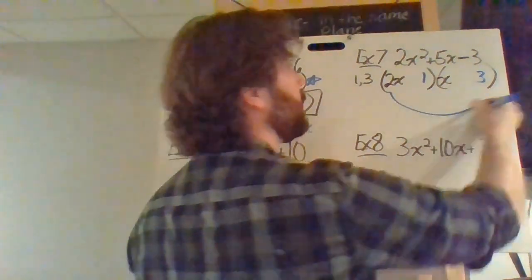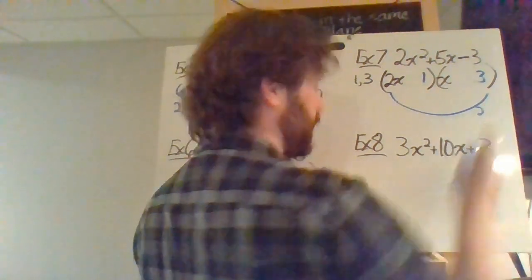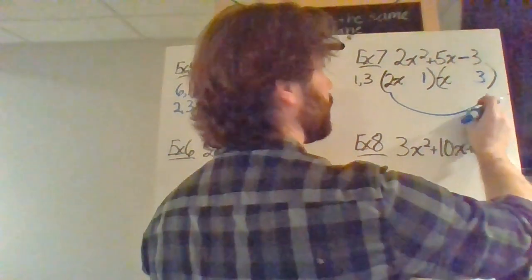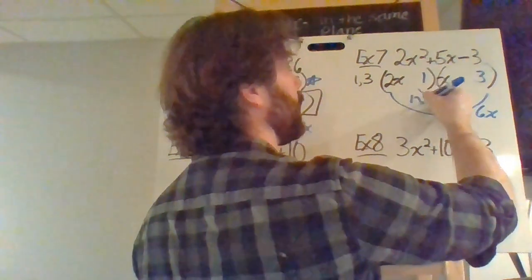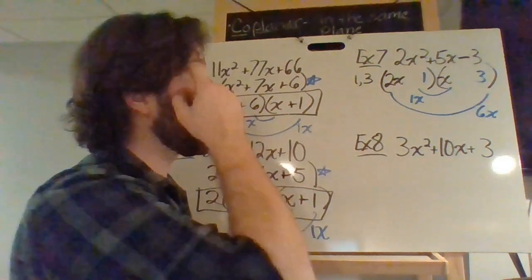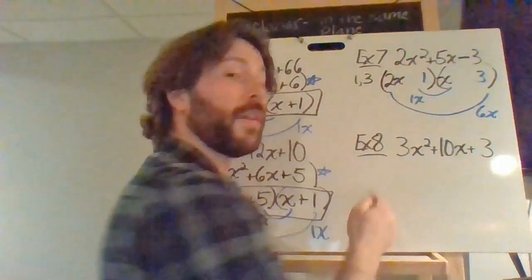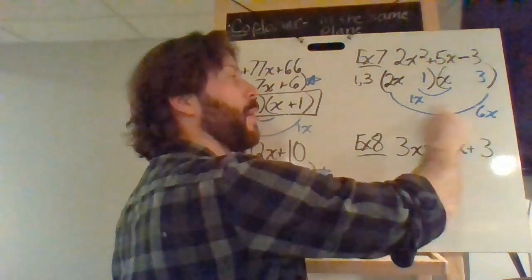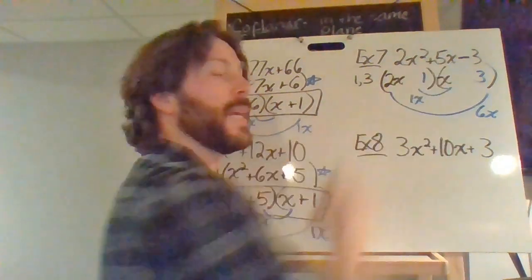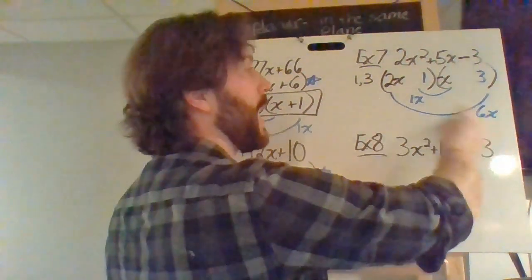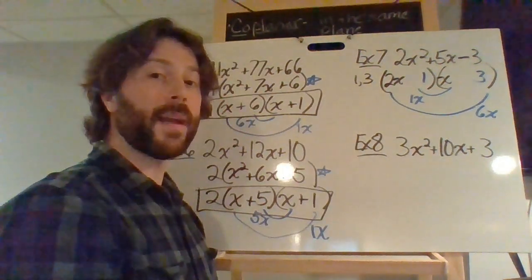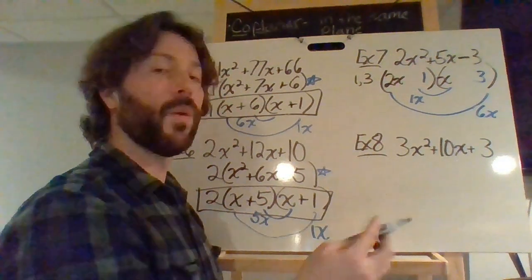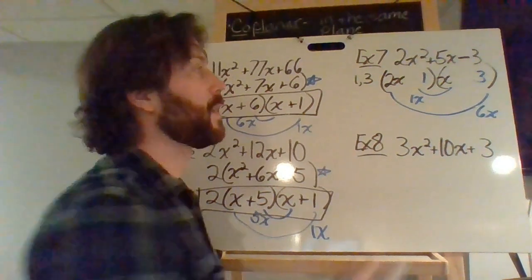On the outside, I'll get 6x, and on the inside, I'll get 1x. Now, if your C term's negative, you need to be able to subtract your outers and your inners to get that bx. Well, 6x minus 1x gives me that 5x. So these are the right numbers. They're in the right place. We can go ahead and put the signs in place.